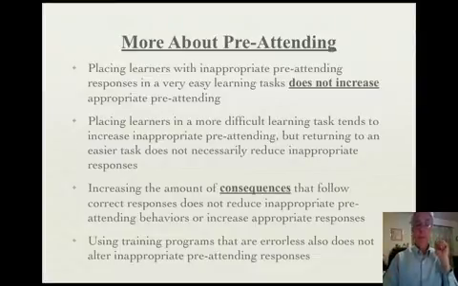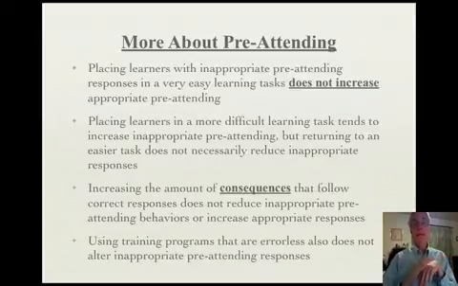Second bullet, placing learners in a more difficult learning task tends to increase inappropriate pre-attending. All right, so a more difficult task increases inappropriate attending, but returning to an easier task does not reduce inappropriate responses. So again, poor attending is really not improved by manipulating the task, making a task easier, or going from a more difficult to an easier task, okay? And increasing the amount of consequences that follow correct responses does not reduce inappropriate pre-attending or increase appropriate responses. And using training programs that are errorless also does not alter inappropriate pre-attending responses.